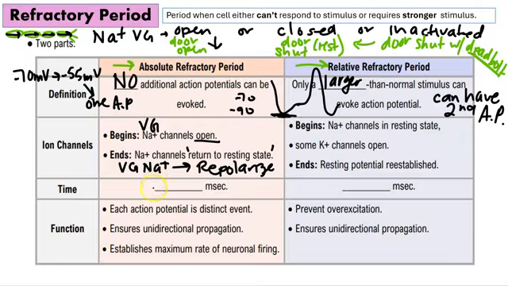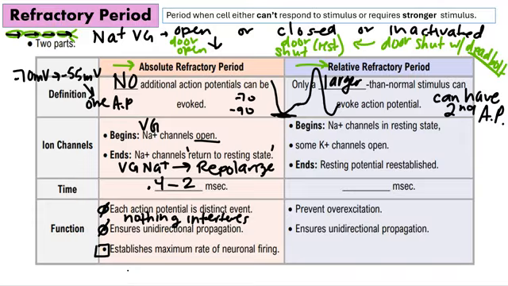Now, how long does this take? Very quick. 0.4 to 2 milliseconds. Very, very fast. And what's the whole function of this? Again, the goal is that we are going to ensure that we have propagation of the action potential going in one direction. Another thing is each action potential is a distinct event. That's going to be extremely important to understand. That means nothing's going to interfere. You're not going to have all these other random action potentials coming in. It's going to be one action potential at a time, right? And the cool thing about this is it also establishes a maximum rate of neuronal firing.